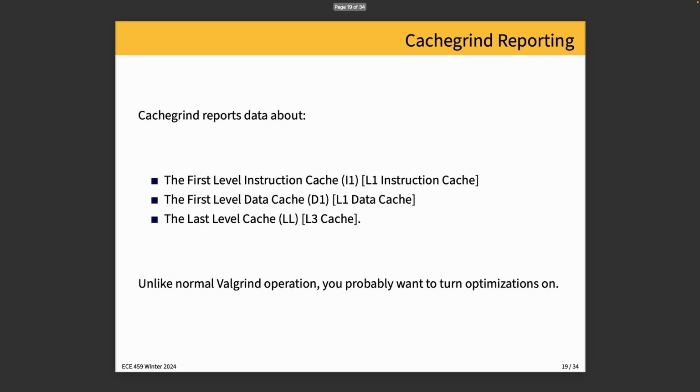So CacheGrind gives you information about the first level instruction cache, I1, the L1 instruction cache, the first level data cache, D1, which is the L1 data cache, and the last level cache labeled LL, which is level 3 on a CPU that has 3 levels of cache. If there were more or fewer levels, you would get first and last, whichever those are. Unlike normal Valgrind operation, though, you probably want to turn optimizations on, that is, compile with the release flag, but you do want debugging symbols. Optimizations help here because they tell us something more interesting about what happens in the released version of your program.